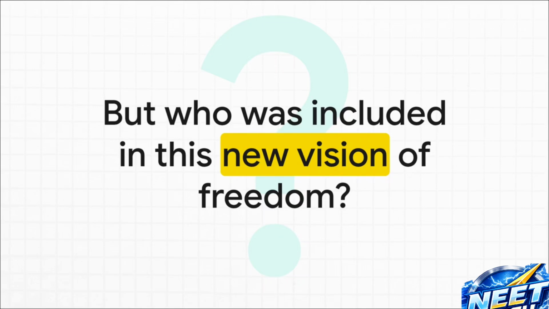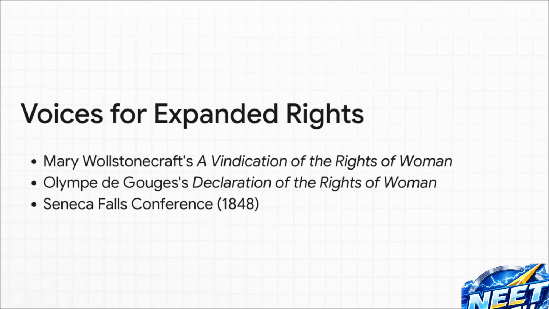Let's dig into who was left out, especially when it came to gender. So, what happens? You get these incredible women, these early feminists like Mary Wollstonecraft and Olympe de Gouges, who basically grab the Enlightenment's own rulebook and use it against the existing power structures. They argued, hey, if reason and natural rights are universal, then they have to apply to us too. This line of thinking leads directly to landmark moments like the Seneca Falls Conference, where women formally demanded the right to vote and to be treated as equals.